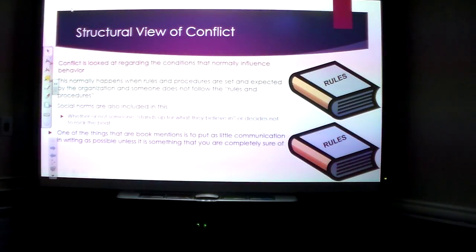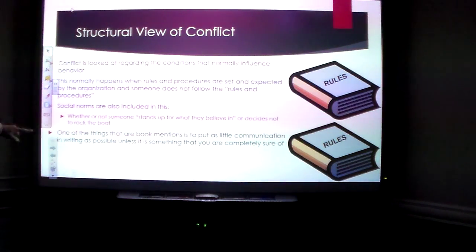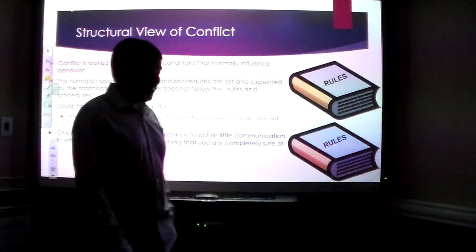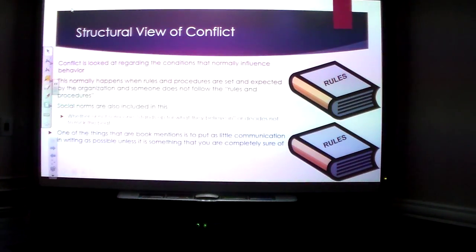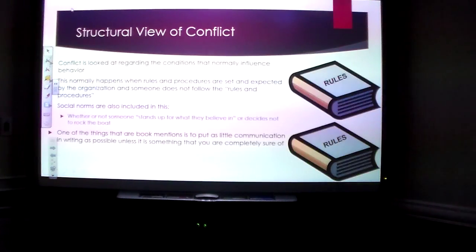One thing that the book mentions that I like is put as little communication in writing as possible unless it's something that you're completely sure of. I agree with that. I think that's a good idea, and that's a safe view for almost everybody.